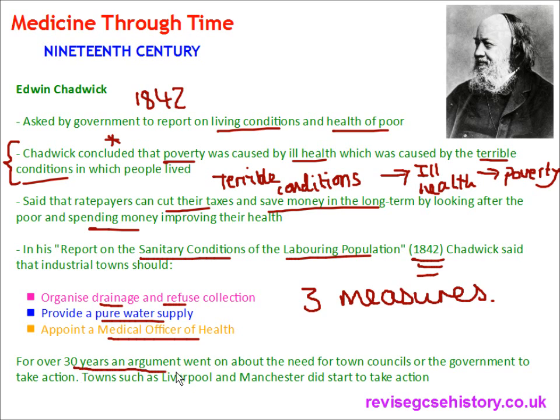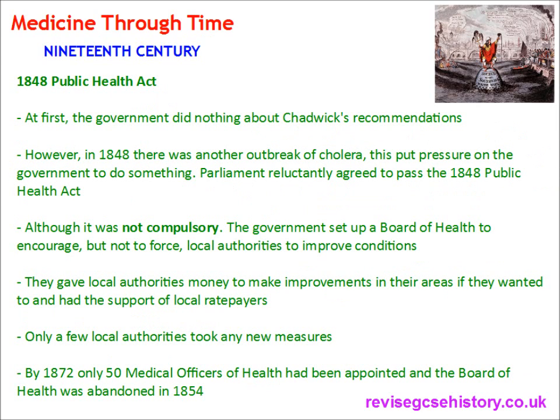And for over 30 years an argument went on about the need for councils or the government to take action. Towns such as Liverpool and Manchester led the way as they did start to take action. So what happens next? We've got the 1848 Public Health Act. After the work of Chadwick, at first the government did nothing about Chadwick's recommendations. However, in 1848 there was another outbreak of cholera, and this put pressure on the government to do something.